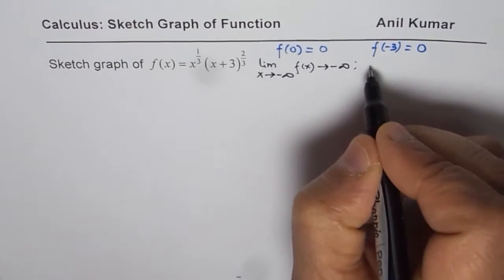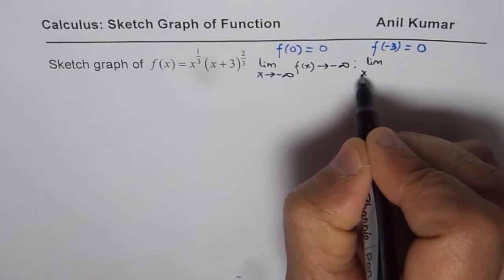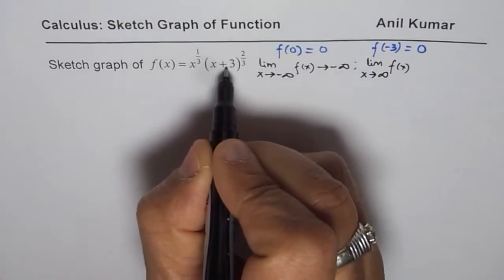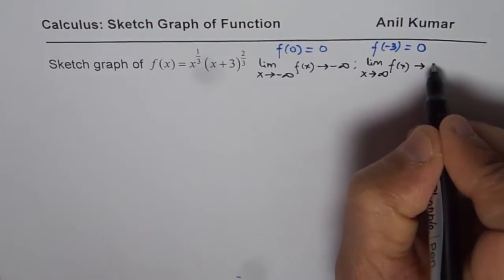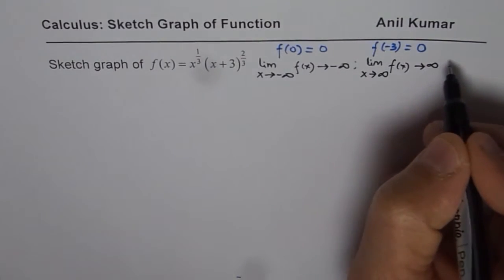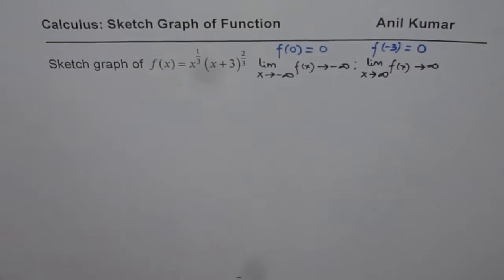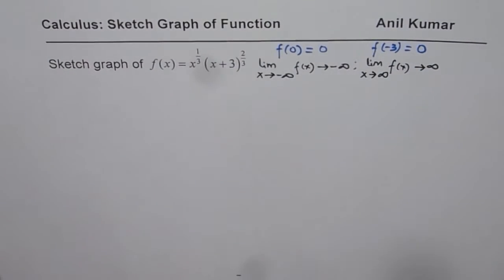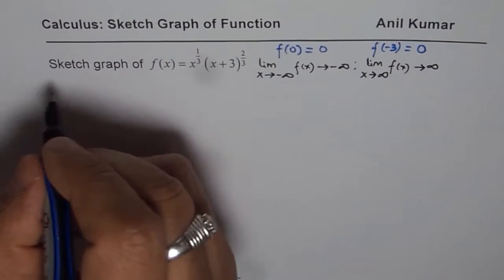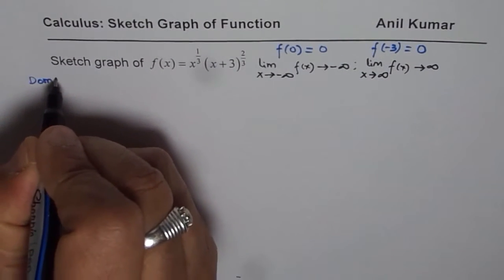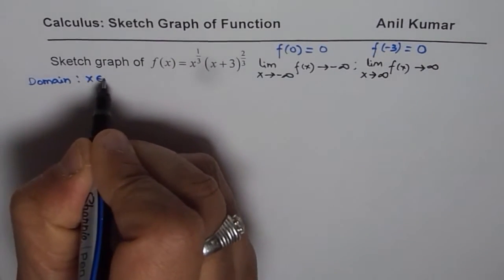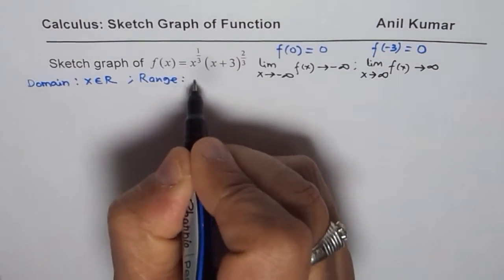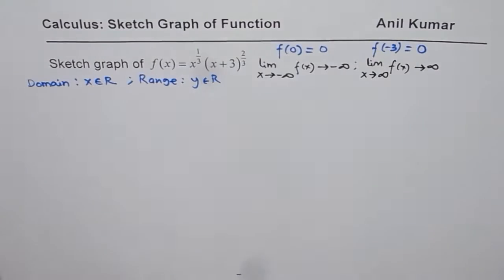What happens for positive infinity? As x approaches positive infinity, the function f of x, this will be positive, that will be positive, approaches positive infinity. That means the range of the function is from minus infinity to positive infinity. There are no restrictions on this function, so we have domain: x belongs to real numbers, and range: y belongs to real numbers. There are no restrictions.